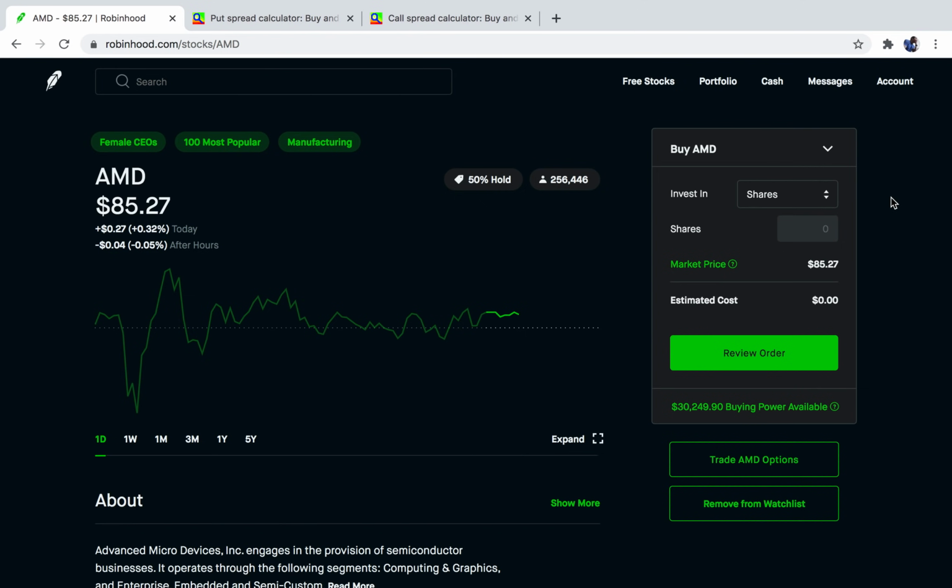Now let's get right into this video. So let's talk about credit spread versus debit spread on AMD. This is the stock that I'm going to be using for this demo.